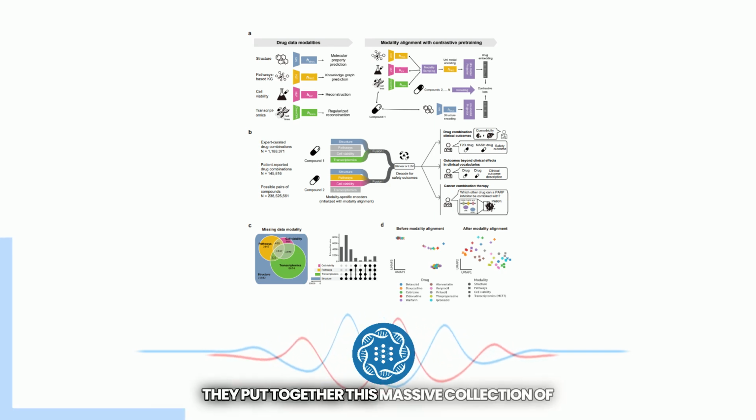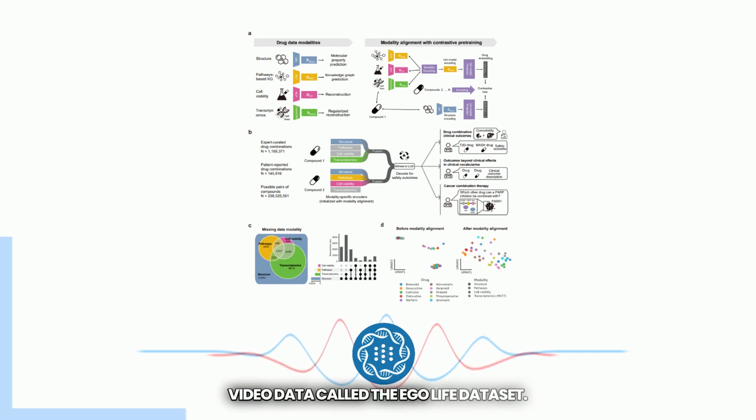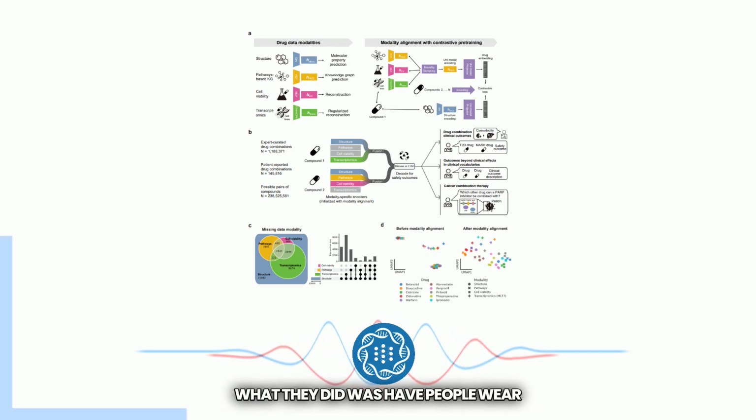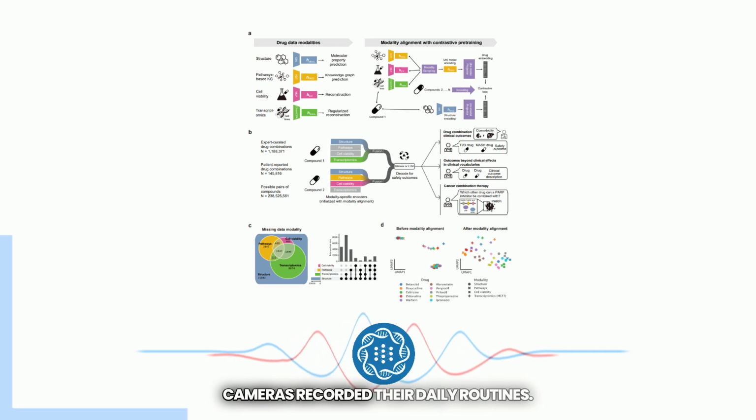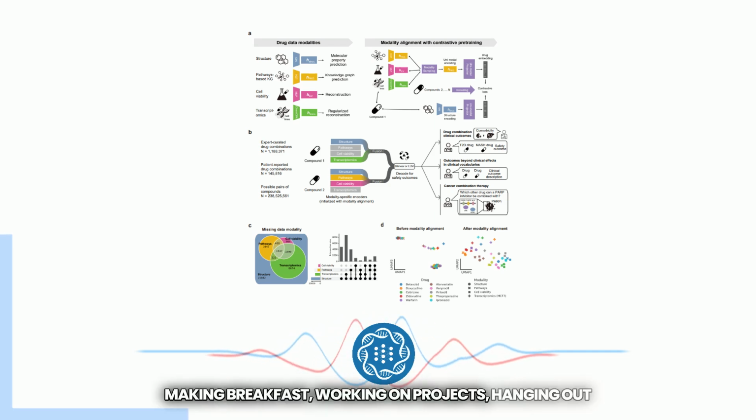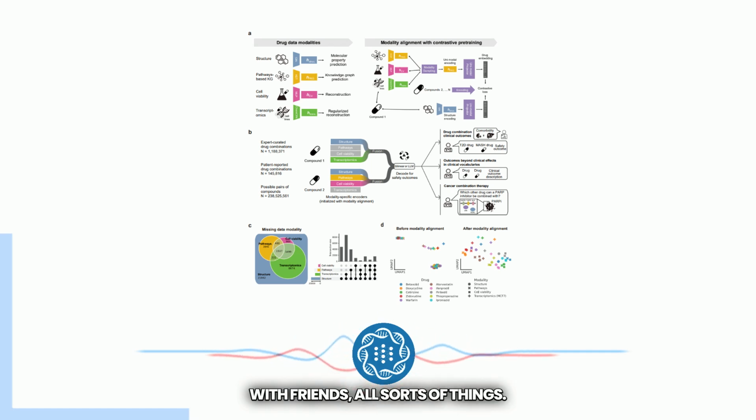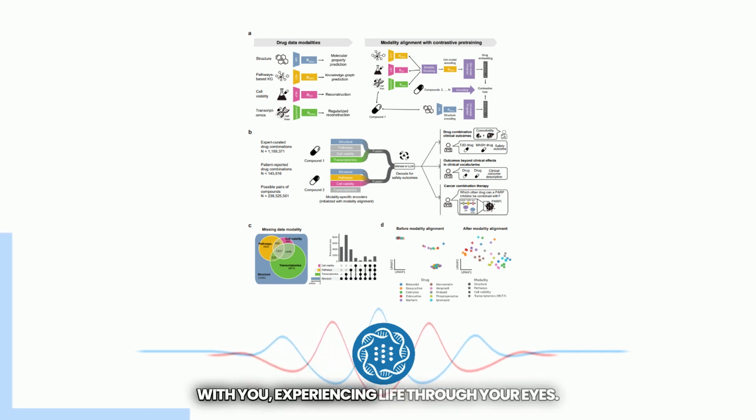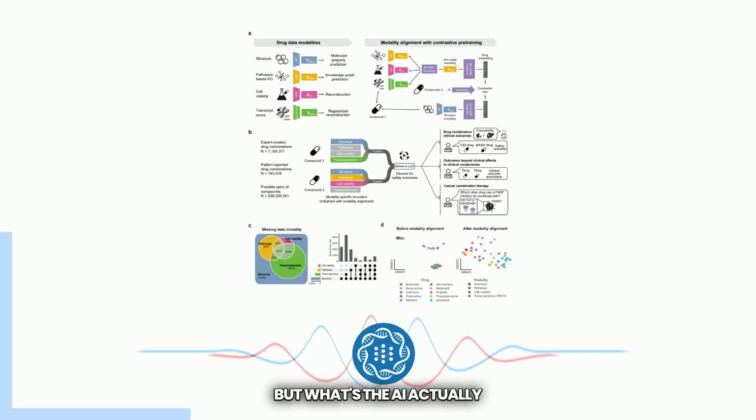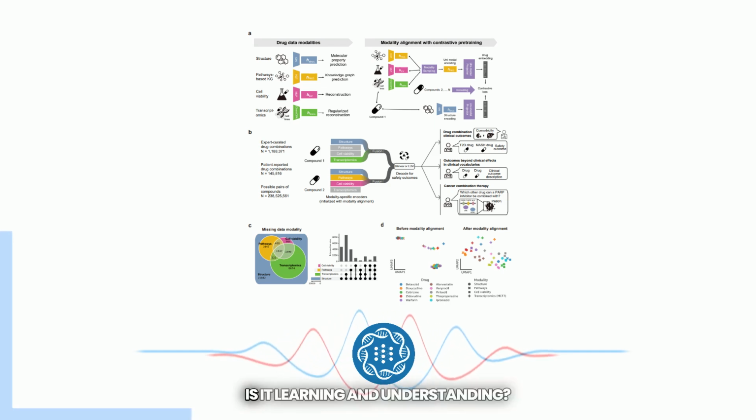Exactly. They put together this massive collection of video data called the Ego Life dataset. What they did was have people wear glasses with built-in cameras, and these cameras recorded their daily routines, making breakfast, working on projects, hanging out with friends, all sorts of things. So it's like the AI is right there with you, experiencing life through your eyes. But what's the AI actually doing with all that information? Is it just watching, or is it learning and understanding?